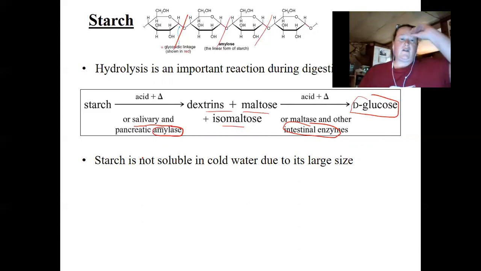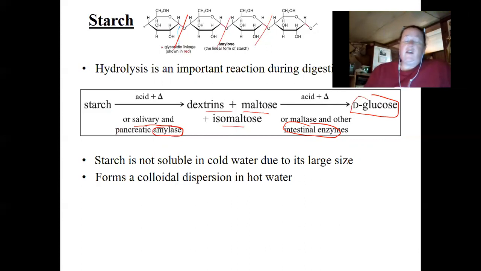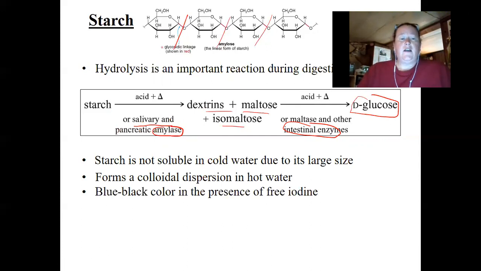Now, when we put starch in cold water, it's really not that soluble. A little bit of it will dissolve, but not really too much. If you put it in hot water, however, you can get some of it to dissolve, and this is kind of a premise for how you can make gravies with starches.